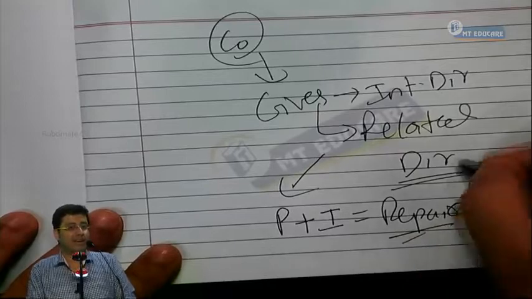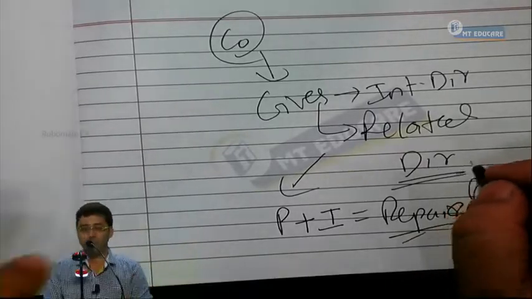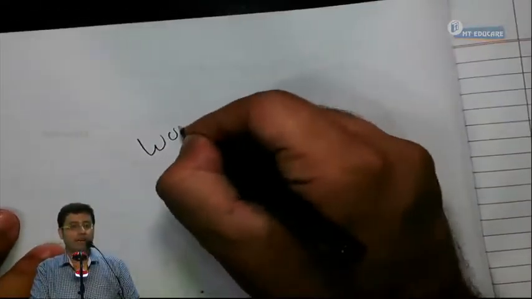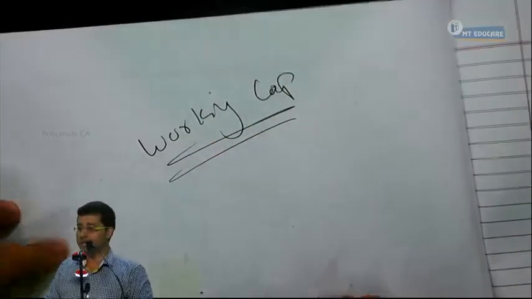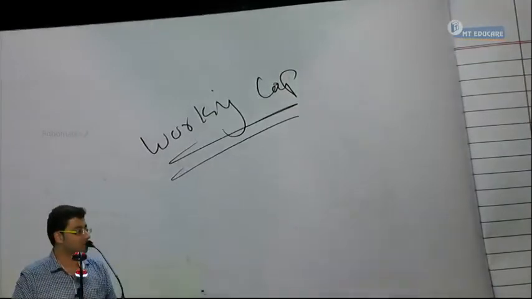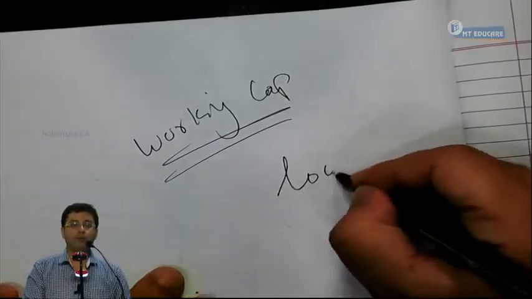Why is that so? The director just can't keep on taking loans from the company. A day will come when there will be a shortage of working capital for the company. The company will not have even money to meet its day-to-day operations because all the money it has given to its directors only. Then the company will go to the bank for a loan.